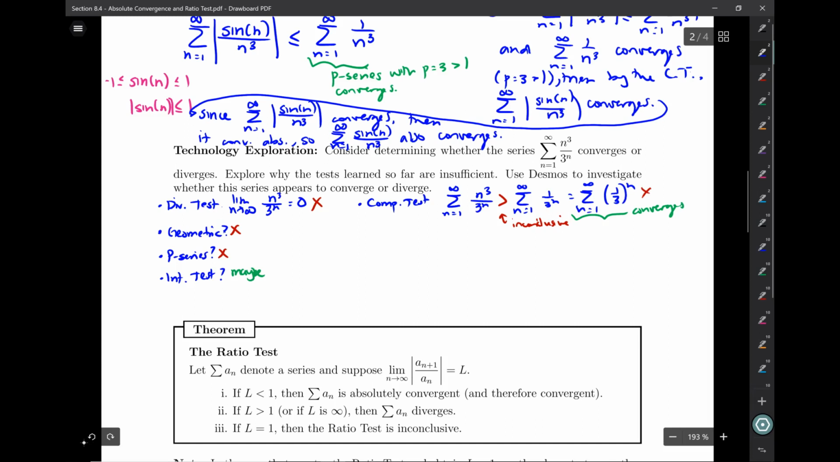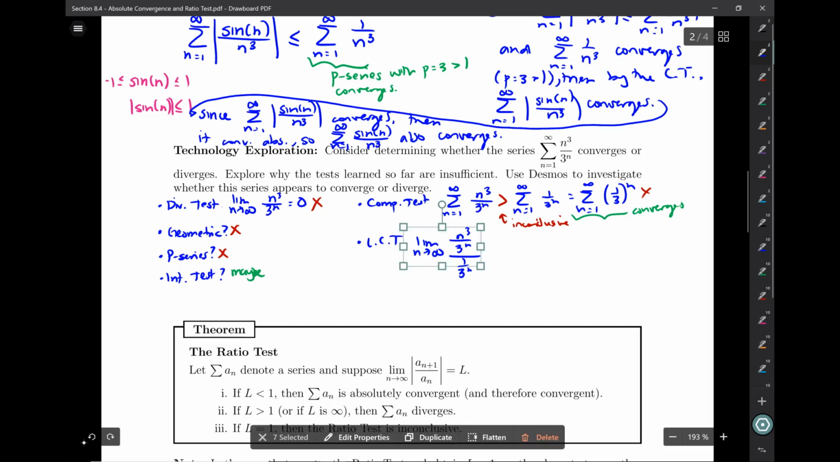A lot of times when that happens, we would do maybe the limit comparison test. So we would look at the limit as n goes to infinity of n cubed over 3 to the n divided by the thing I'm comparing it to, which is 1 over 3 to the n. If you think we could have compared it to something different, feel free to try that and see.